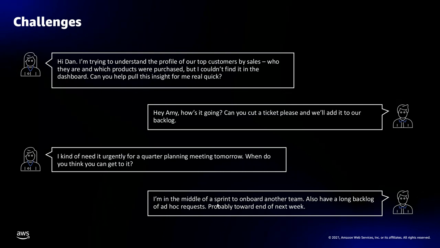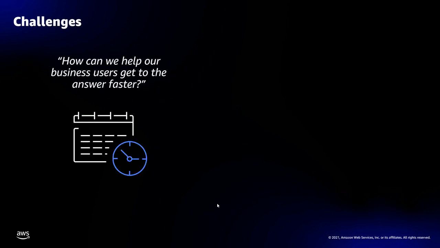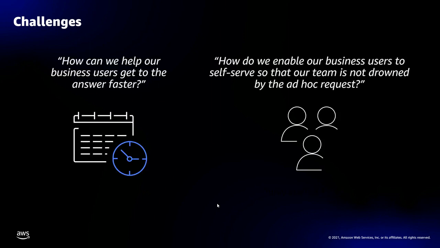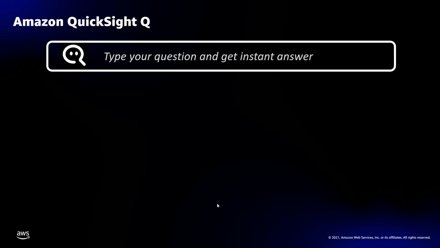Those are the challenges we're facing. We're trying to understand and focus on how we can help our business users get answers faster and how we enable those business users to self-serve. So all those requests aren't going back to our BI teams who are already overburdened with these ad hoc requests that really are the same version of a little bit different query or a little bit different view and report, and you end up supporting 10, 12, 15 different versions of basically the same dashboard. So in order to meet these self-serve requests, we've introduced QuickSight Q.